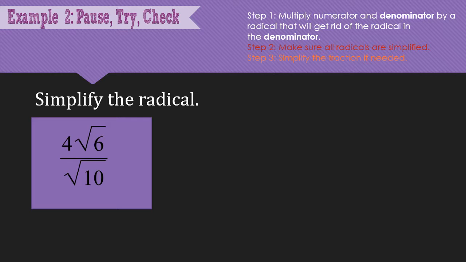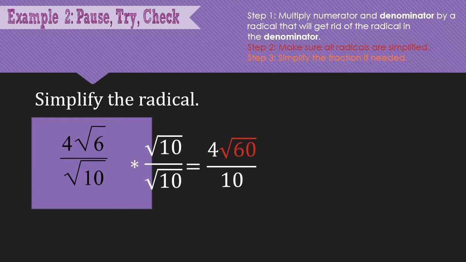We're going to start with that step 1 again. We want to look at our denominator. This time I have the square root of 10, so I need to multiply top and bottom by the square root of 10. When I do this and I multiply across, I end up with 4 times the square root of 60 over 10. Second step, make sure all radicals are simplified. So we're going to go ahead and take a look at that square root of 60 and break it down.